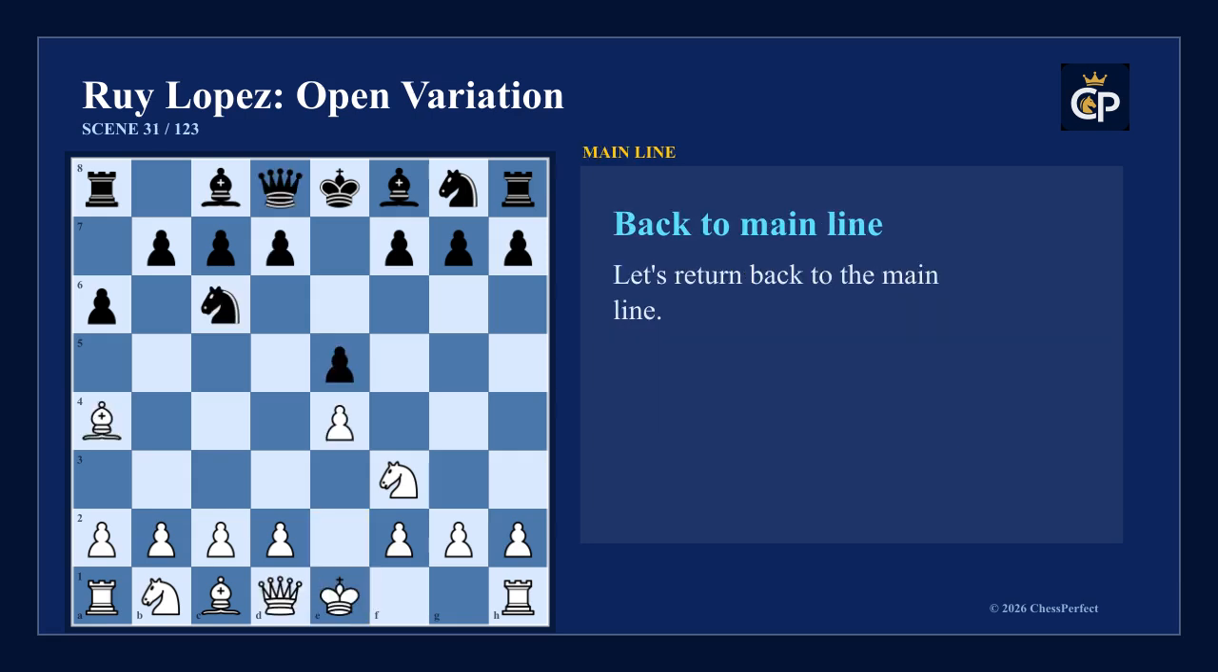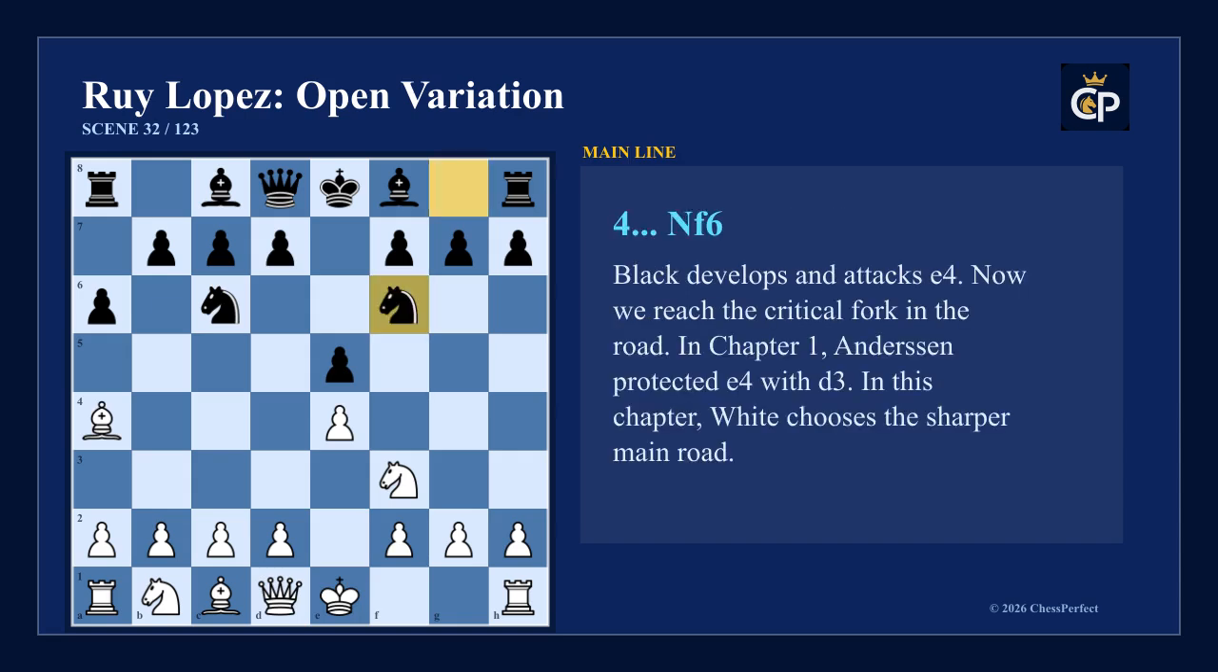Let's return back to the main line. Knight f6. Black develops and attacks e4. Now we reach the critical fork in the road. In Chapter 1, Anderson protected e4 with d3. In this chapter, White chooses the sharper main road.